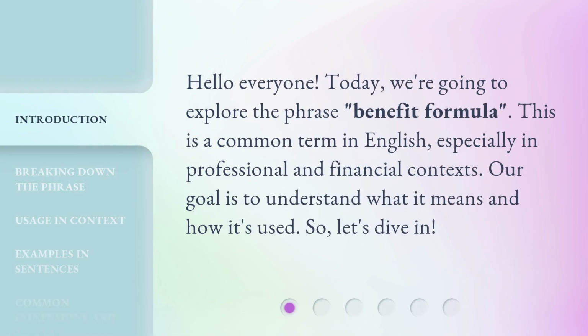Hello, everyone. Today, we're going to explore the phrase benefit formula. This is a common term in English, especially in professional and financial contexts. Our goal is to understand what it means and how it's used. So, let's dive in.